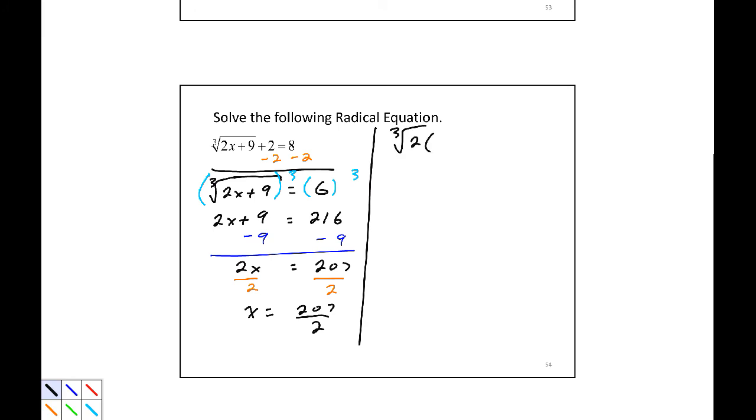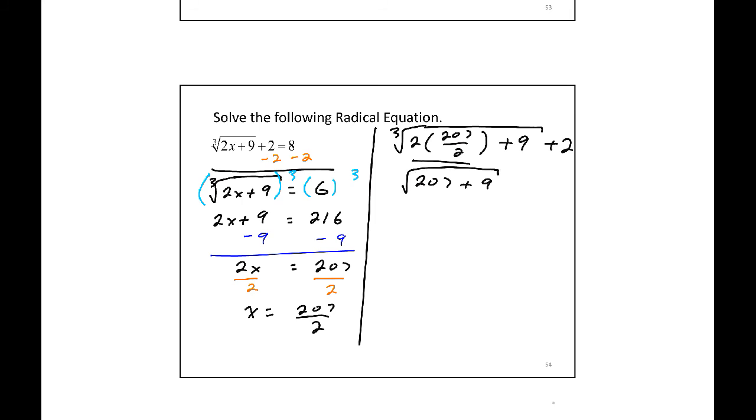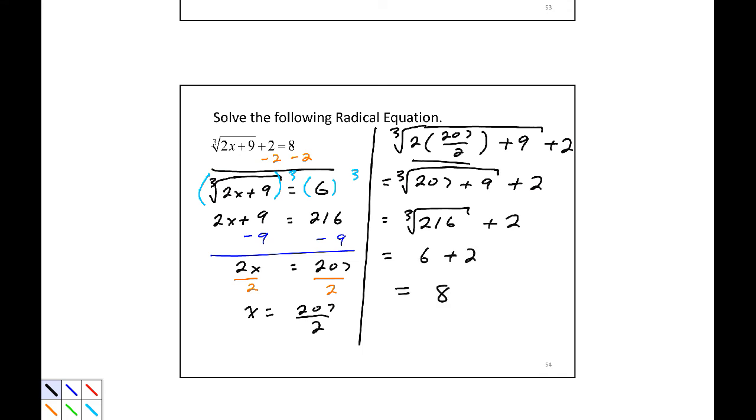Cube root of 2 times 207 over 2 plus 9, plus 2. We hope we get 8 as a value here. So these two simplify to be 207. You should notice it seems like we're going in reverse. 207 plus 9, we subtracted 9 earlier, would be 216. And the cube root of that is 6. Oh, but I dropped my 2. So that would be 6 plus 2, or 8. And this is, in fact, a valid solution.